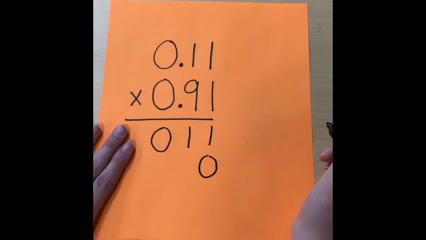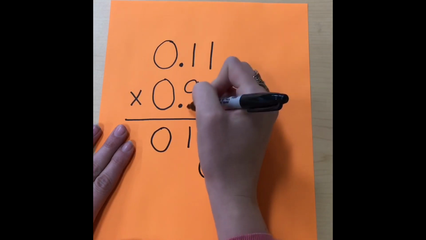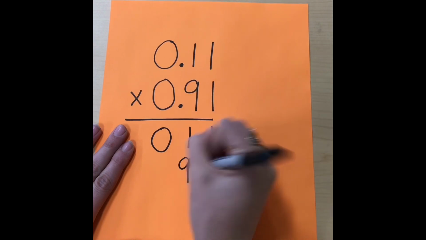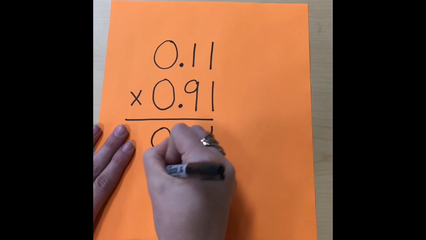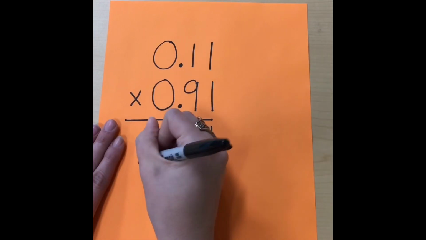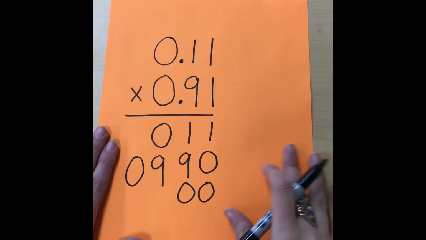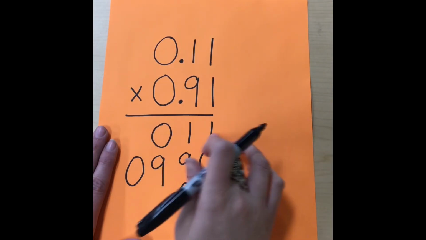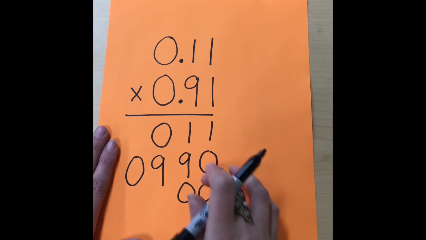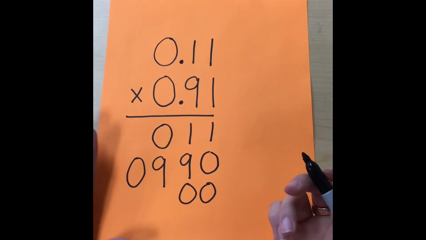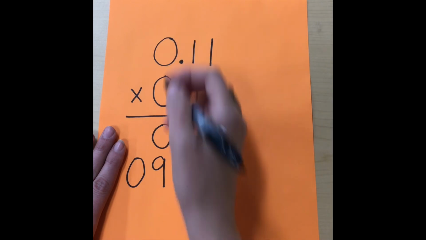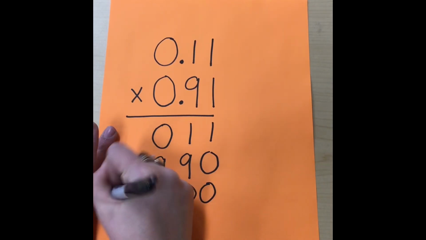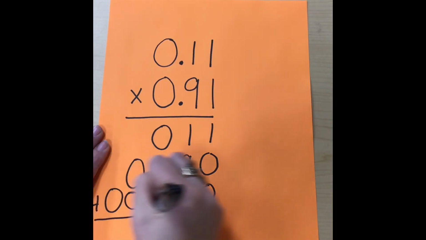First, put your placeholder there. 9 times 1 is 9. 9 times 1 is 9. 9 times 0 is 0. Do you see on this problem how you don't need any placeholders right here. You need 1 right here and 2 right here. That's what you'll do, okay? And then you just multiply the way you normally would and just add them all up.